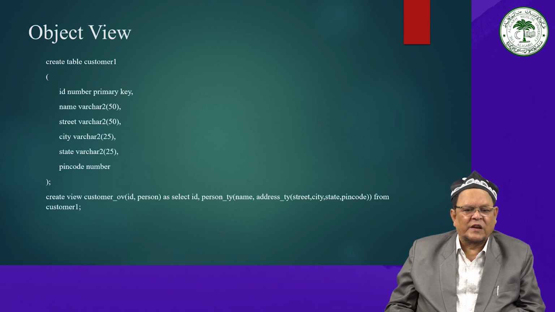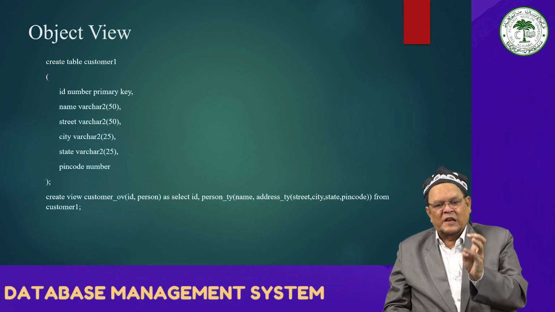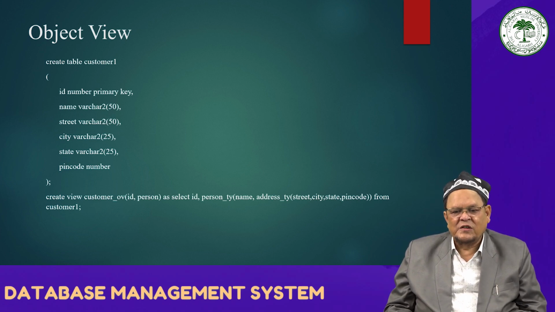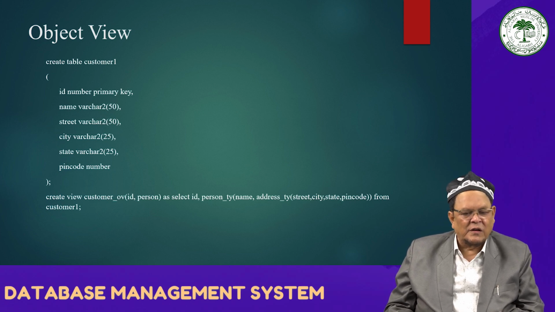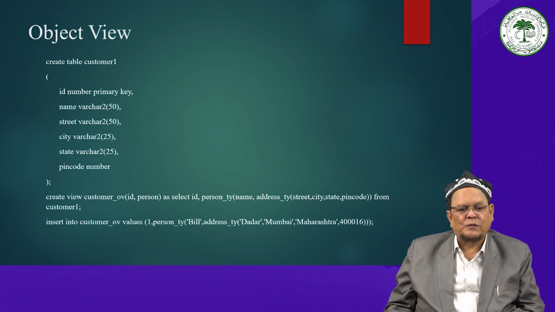Then after that you have to create view customer_OV of ID, person type as select ID, person_ty. Within that parenthesis, the name and address. Within that you have to write the street, comma, city, comma, state, from the customer 1 you have created, and then you have to insert the value in a view also.